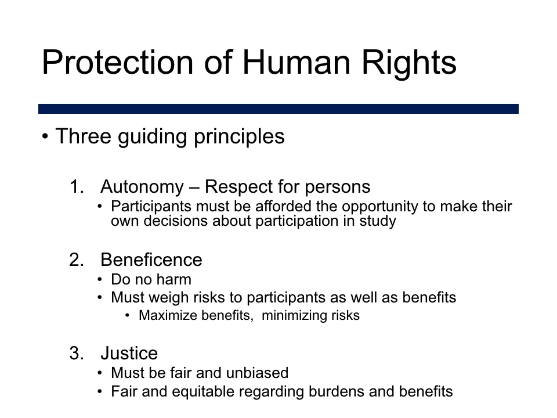The third guiding principle is justice. The research must be fair and unbiased in all phases of the research process. The burdens and benefits of the participants must also be fair and equitable in distribution. So one arm of a study can't receive a potential cure while another arm of the study is allowed to die.